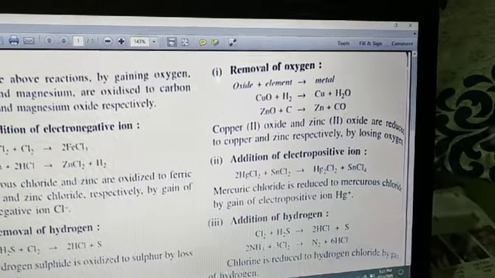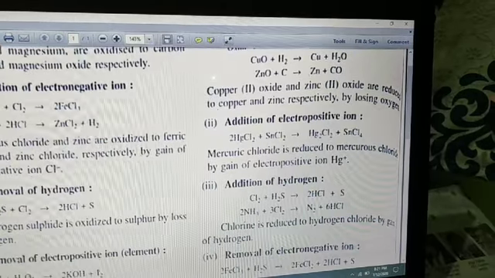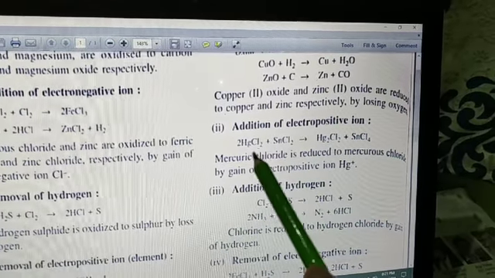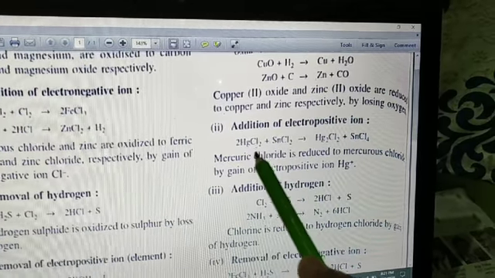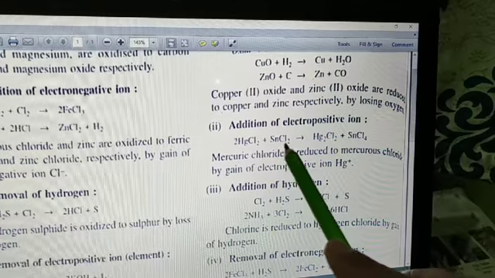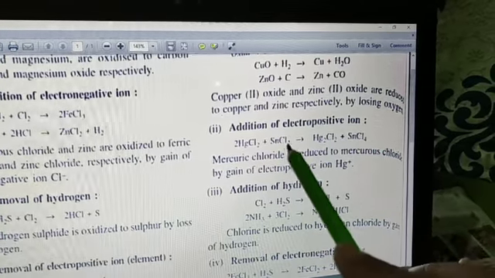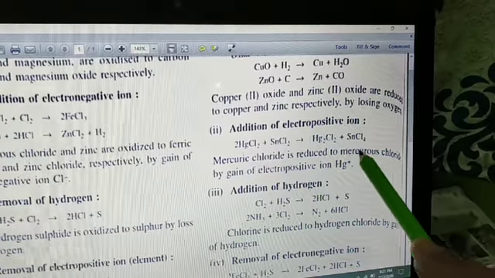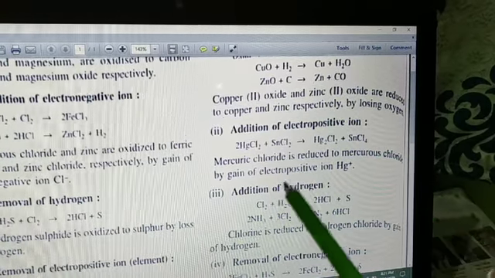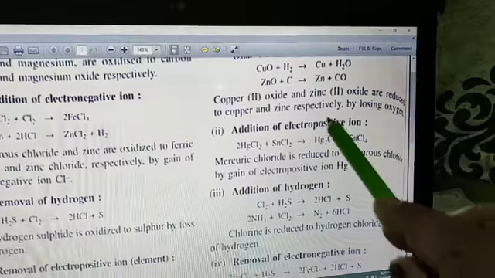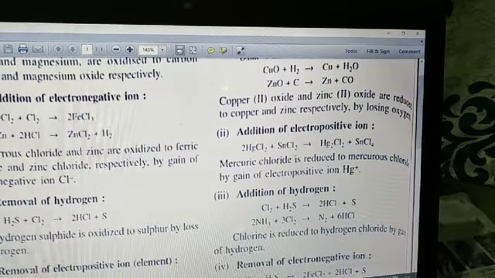Similarly, it can also be defined as addition of an electropositive ion. Example, HgCl2, that is mercuric chloride, plus SnCl2, stannous chloride, giving you Hg2Cl2 plus SnCl4. In this, mercuric chloride is reduced to mercurous chloride by gain of an electropositive ion. So it is also a reduction process.